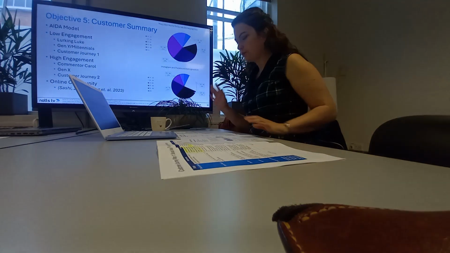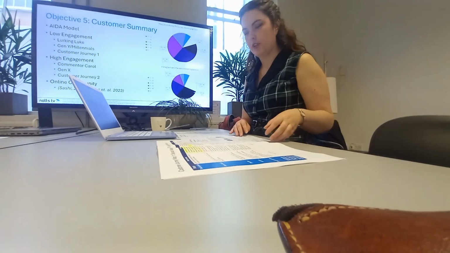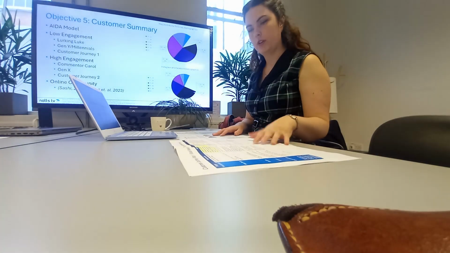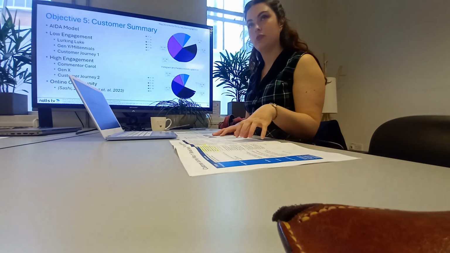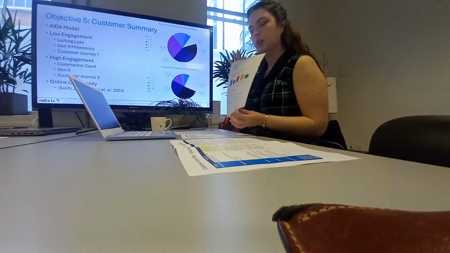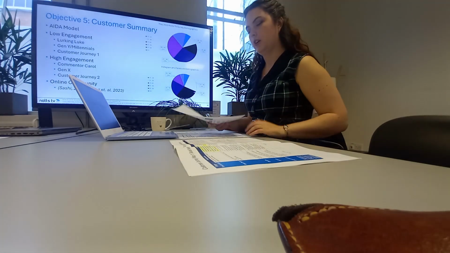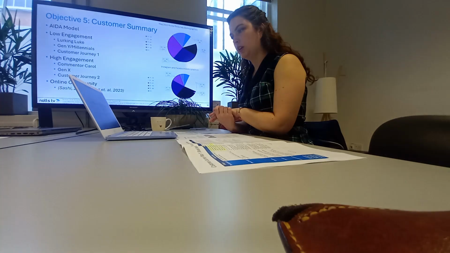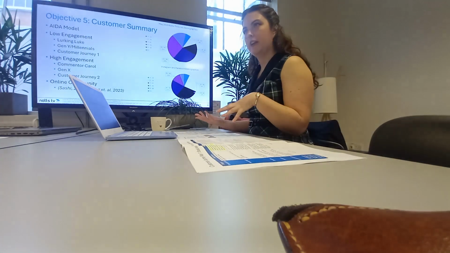Okay, with these we have the customer personas, which are linked up. So we've got customer journey map 1, which is social media to live TV, which is your low engagement journey, and that links up to your lovely customer persona, Luke, our lurking Luke. Lurking Luke is a millennial. He is less likely to comment on things.